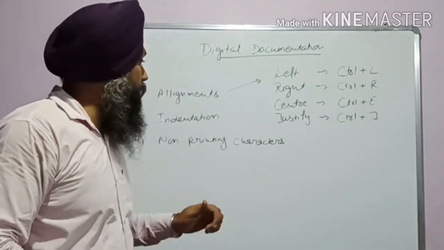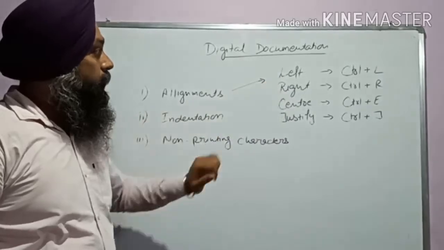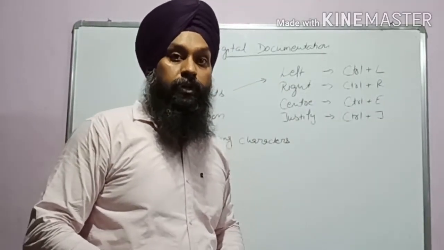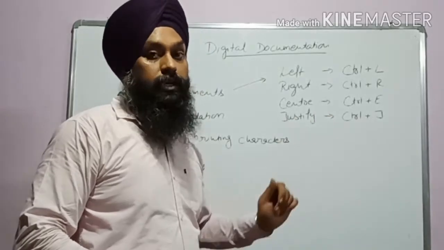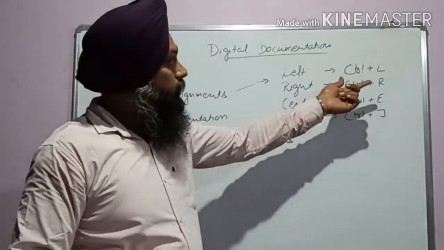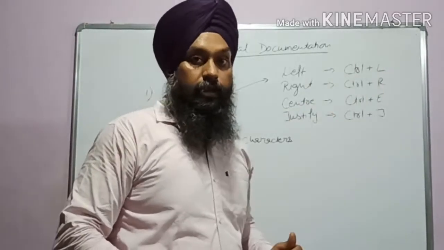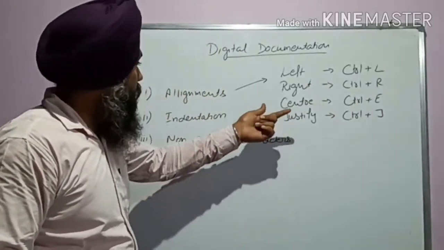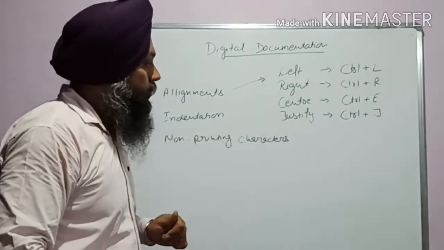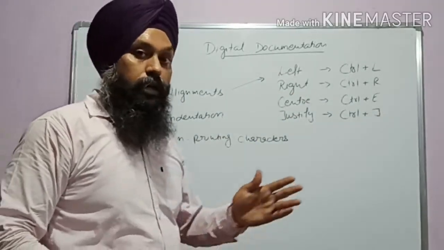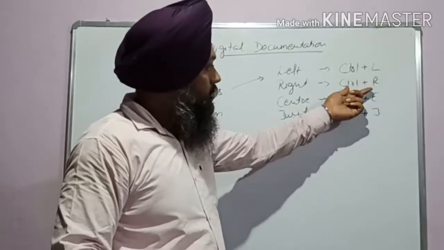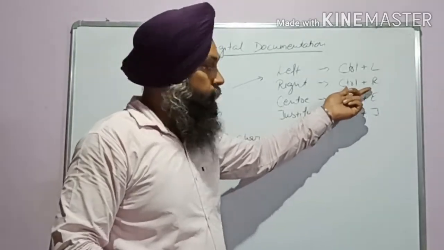With the help of the left alignment, we can place our text or our complete paragraph to the left side of the margin. For this, we can use the shortcut key Control L. Next we have the right alignment. With the help of this alignment, we can place the text to the right of the margin. Its shortcut key is Control R.